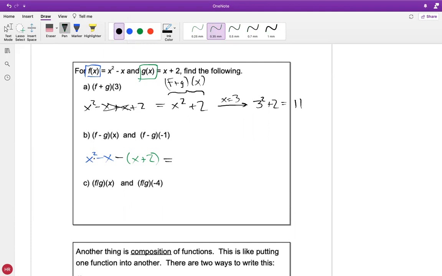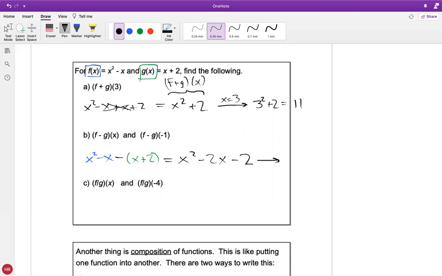And that's going to give me, there's only one x squared term, so that just sits there. Minus x minus x. That's 2 minus x's, so minus 2x. And then minus 2. It's important that you remember to distribute that negative to both those terms.